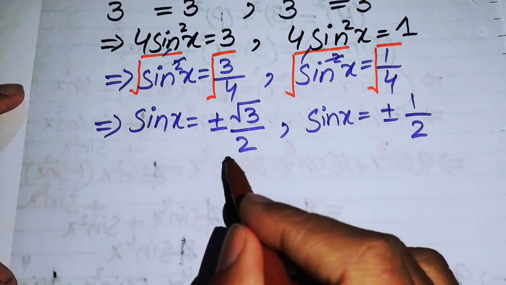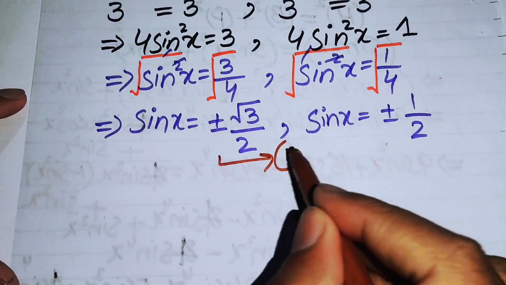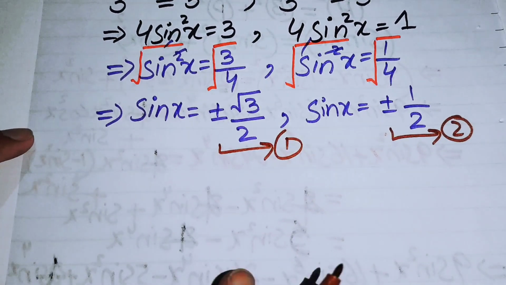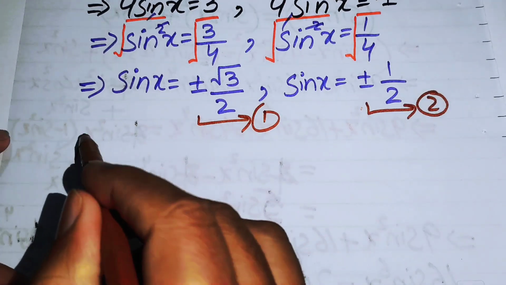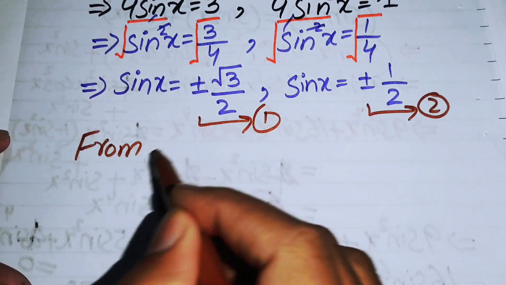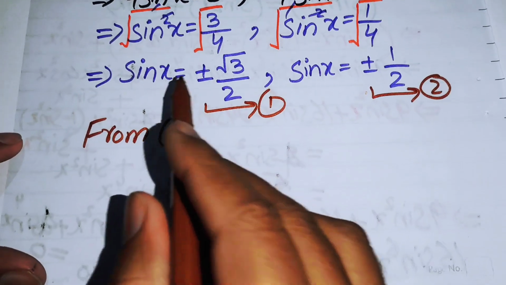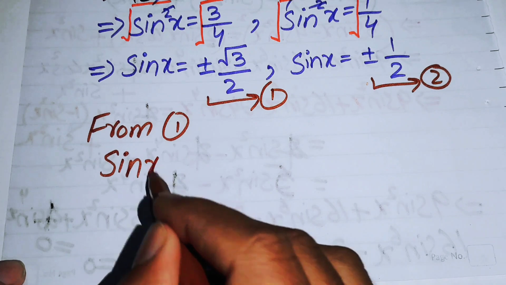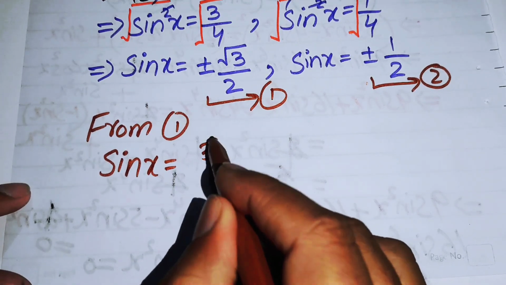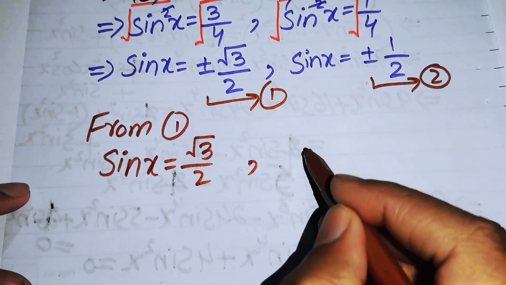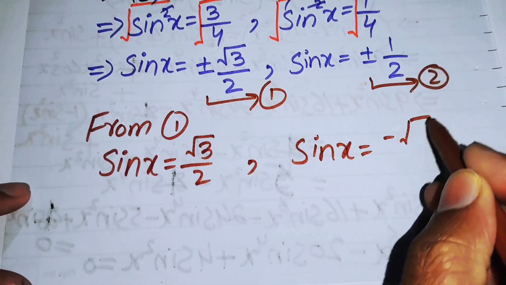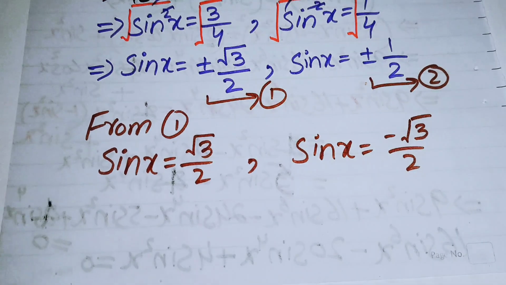So now first I can name this as equation number 1 and this as equation number 2. And now first we can solve equation number 1. From equation number 1, here we can make two cases. The first is the positive case, which is sine x equals square root of 3 over 2, and the second case is we write the negative value, which is minus square root 3 over 2.